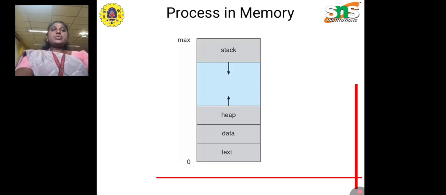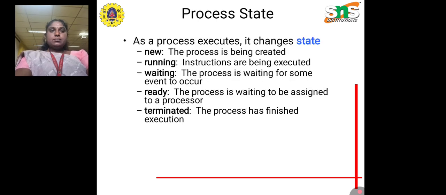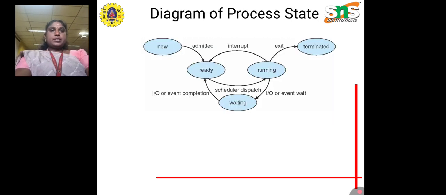And here is a process diagram in memory, where we have text, data, heap, and stack, with a limit from 0 to max. This is also a pictorial representation of the process states: new, ready, running, waiting, and terminated.